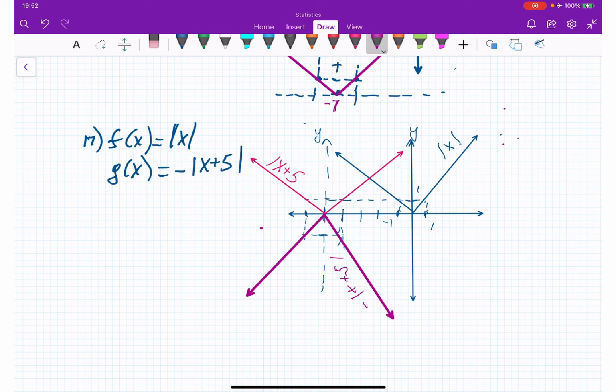Okay, well, doesn't look good. Let me write down here, negative absolute value x plus 5. There we go.